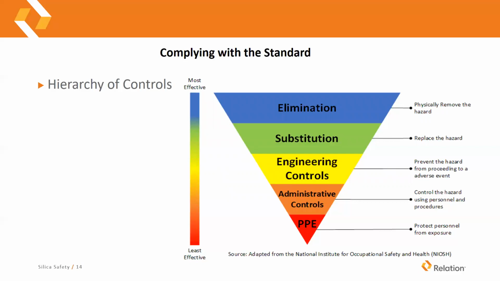Can you substitute the hazard? So can you use a different form of mortar or a different form of sand that does not have high concentrations of silica? If you can't do those two, you have to go to your engineering controls, which we'll talk about, administrative controls, and then your last resort, and it's considered the least effective, is your PPE.